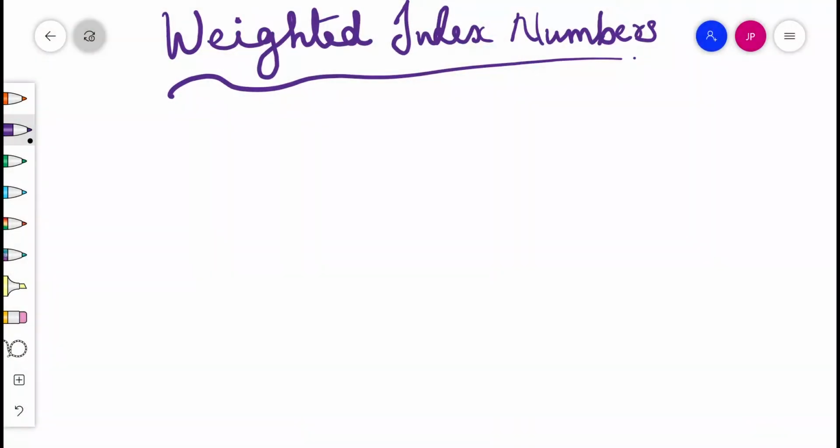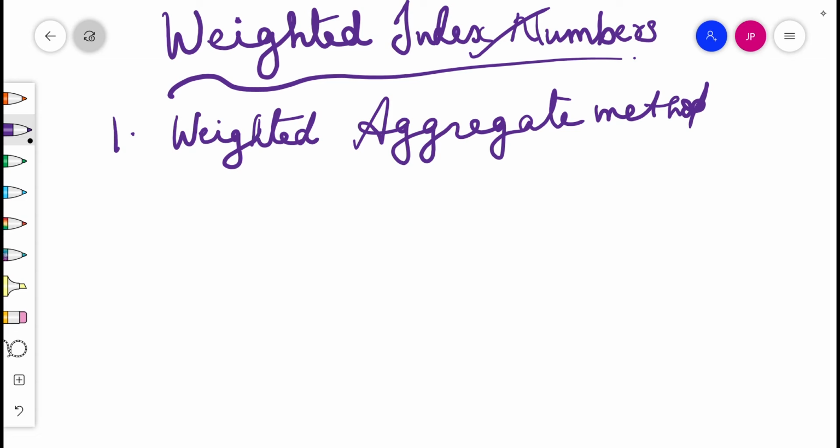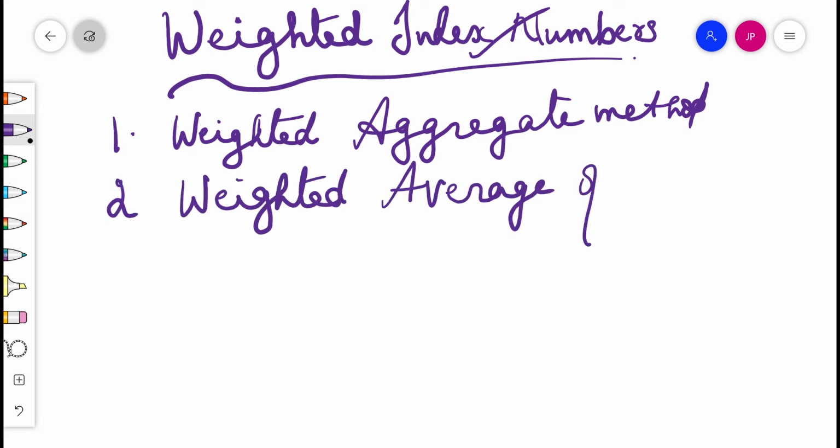Today's topic is weighted index numbers. Price index numbers are of two types. Which are they? One is simple, the second one is weighted index numbers. There are two methods of constructing weighted index numbers. The first one is the weighted aggregate method, and the second one is the weighted average of price relative method.